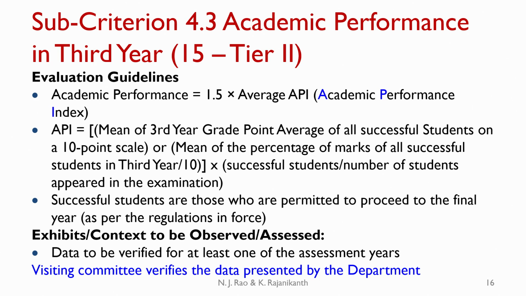If an institution is using a grading system as per the current UGC norms on a 10-point scale, you compute the average grade point average in that year, the 3rd year. Or if people are still giving marks, it is the mean of the percentage of marks of all successful students in 3rd year divided by 10. You will get similar numbers, multiplied by successful students divided by the number of students appeared in the examination.